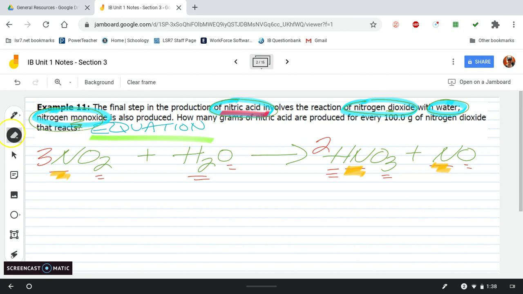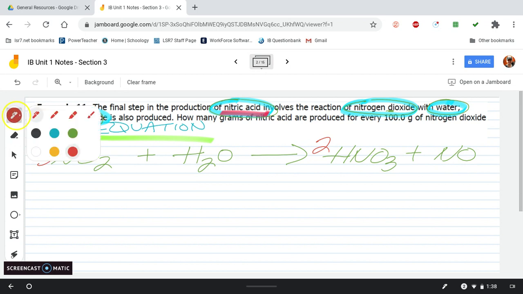Something I tell students a lot is that oxygen will often sort itself out. So if you do oxygen last, it will often sort itself out. If you do it first, it can be really problematic. So okay, what do we have?